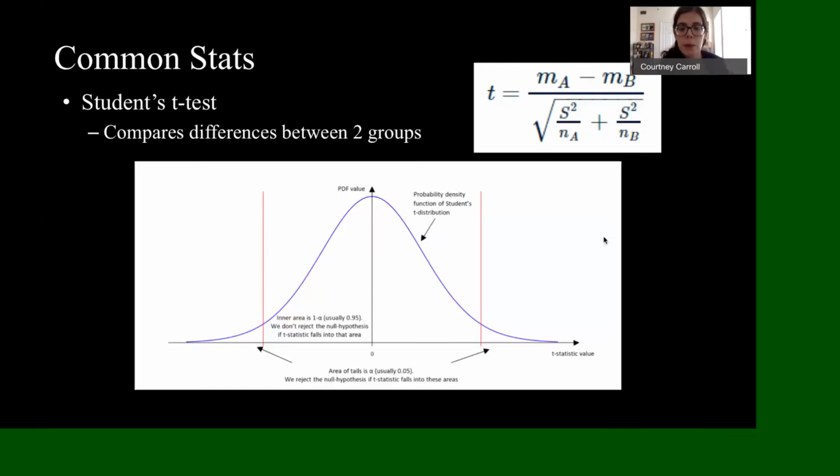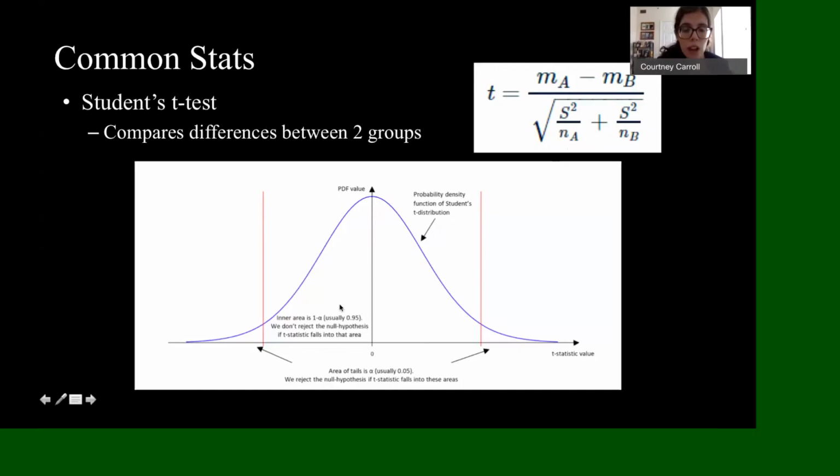Okay, I said we always get a graph. What we're going to focus on for the homework is the student's t-test, which is again comparing between two groups. This is the formula to figure out your t-statistic. You take the mean of one minus the mean of the other, and then you have to account for the standard deviation with the square root, as well as the sample size in both.